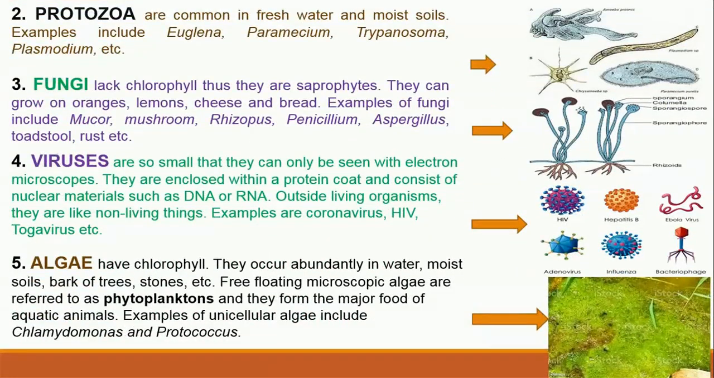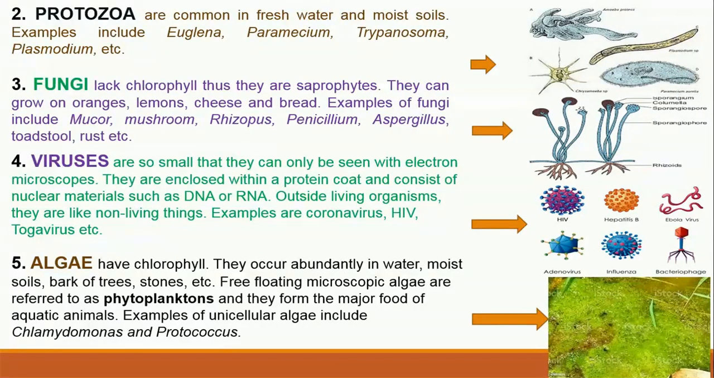So the other types of microorganisms, we also have protozoa. Number 2, we are looking at protozoa. Protozoa are common in freshwater and moist soil. Examples include Euglena, amoeba, paramecium, trypanosoma, and plasmodium. These are the common examples of protozoa. Here's an image showing different categories or shapes of protozoa.